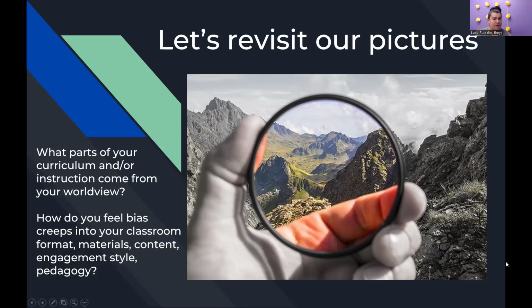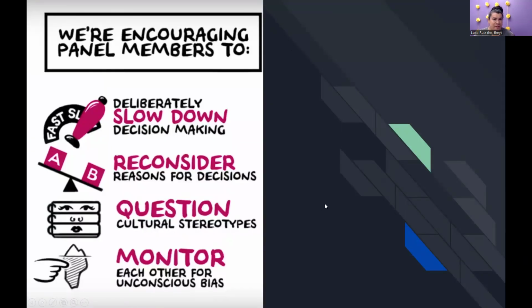I'm just going to go ahead and flip back over. What I'm really hearing is slowing down decision making and reconsidering reasons for decisions. That's really what's coming up for me when you're navigating this type of bias.